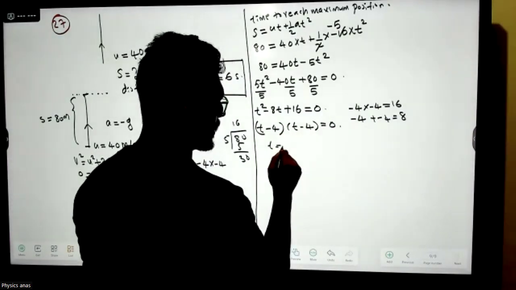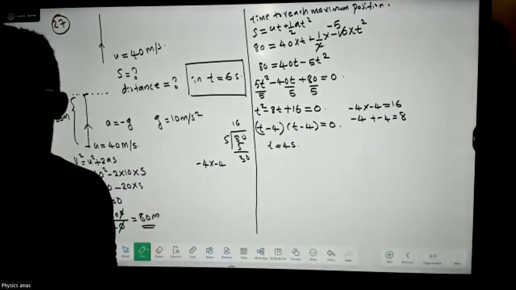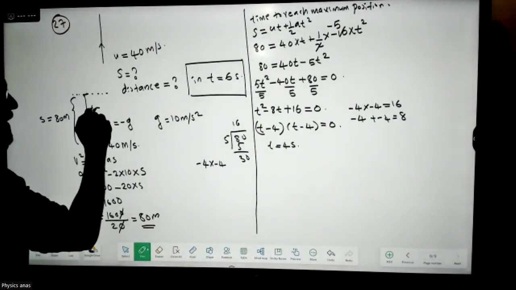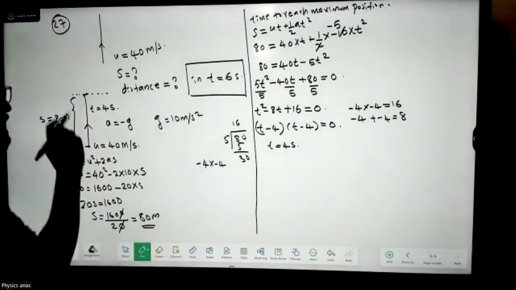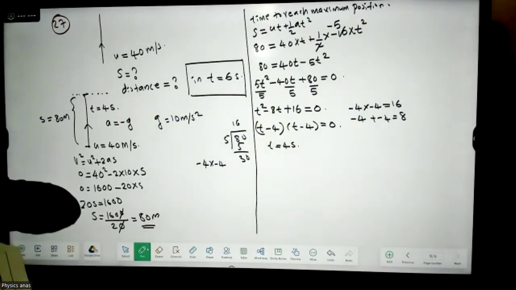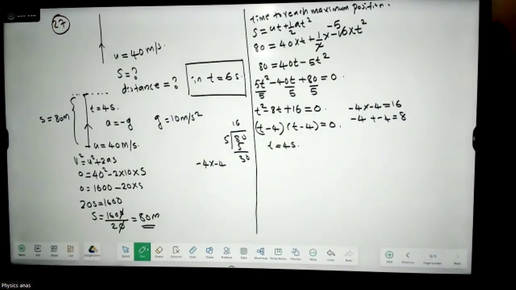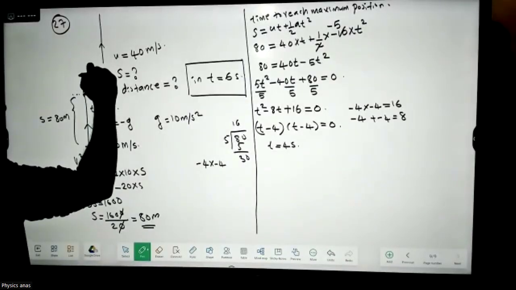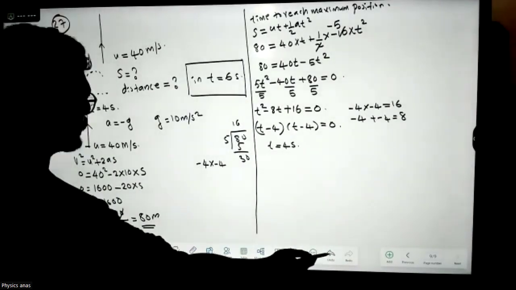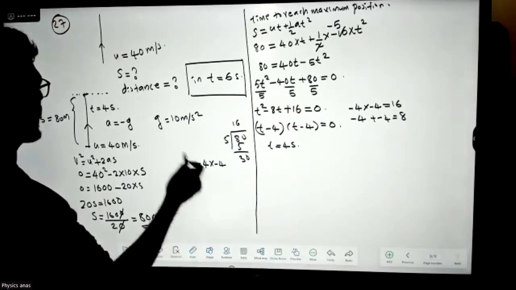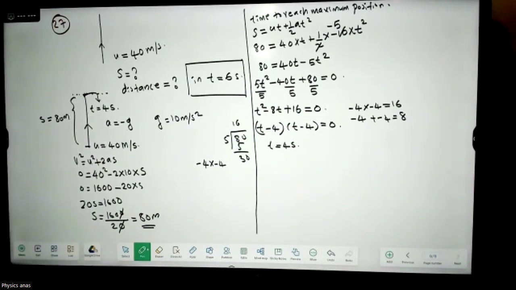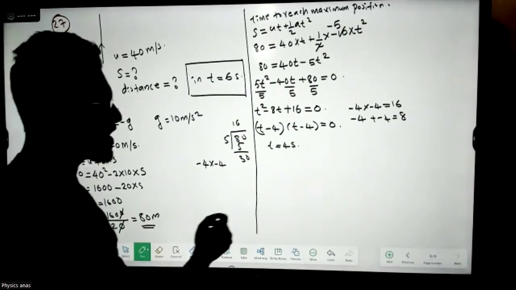That means t is equal to 4 seconds. The time to reach maximum position is 4 seconds. What is the time to reach maximum position? That's 4 seconds. This is the maximum position, and it is going to come down now.